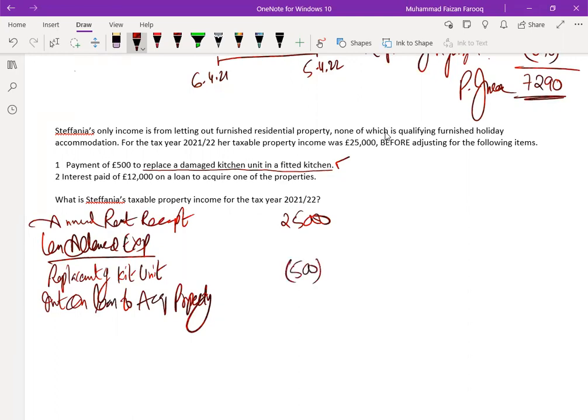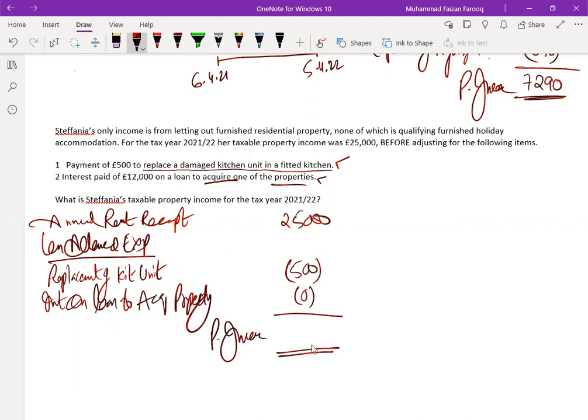Second one, interest on loan to acquire property. We discussed this specific rule. Finance cost on loan to acquire property. Is it allowed or no? What do you think? No, the second one won't be considered as revenue or anything. We are going to write 0.